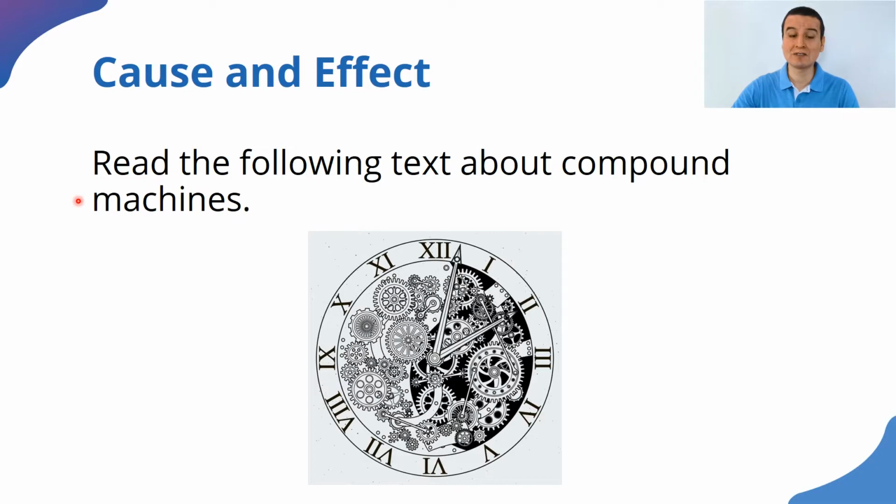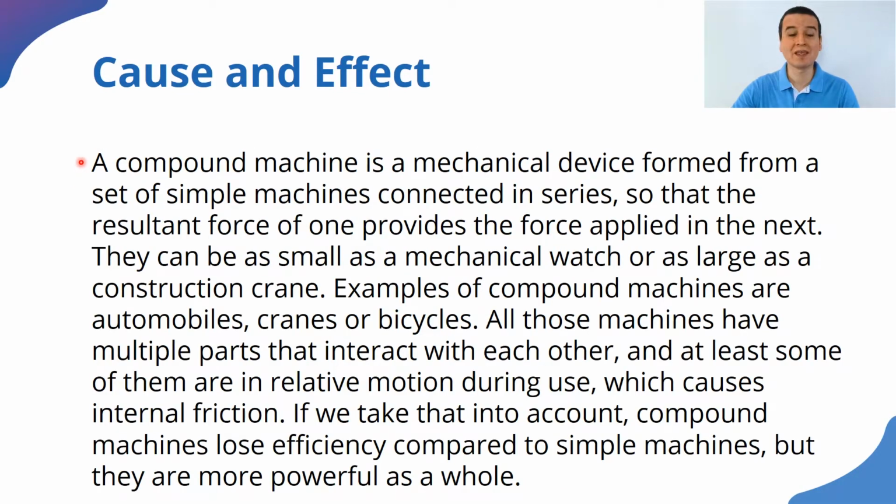So it's not simple machines, but compound. What are compound machines? A compound machine is a mechanical device formed from a set of simple machines connected in series. So several simple machines get together, and with that we compose a compound machine, so that the resultant force of one provides the force applied in the next. We're talking about relationships of cause and effect. All right, what causes what? One force causes the other.